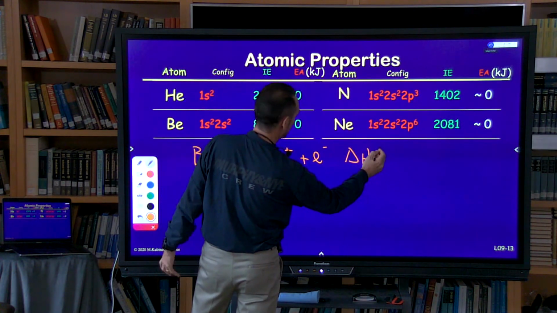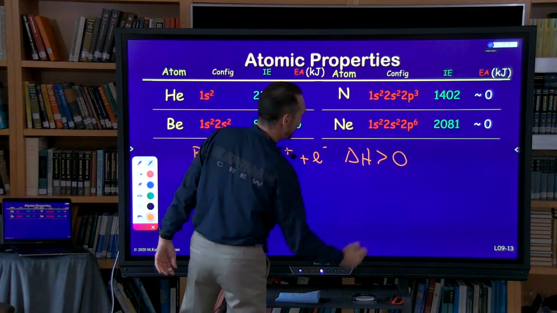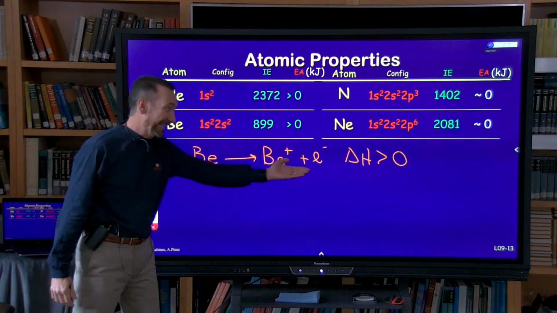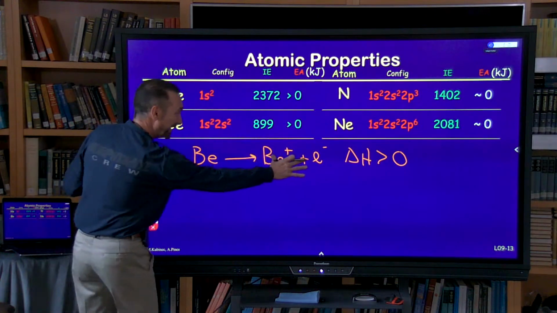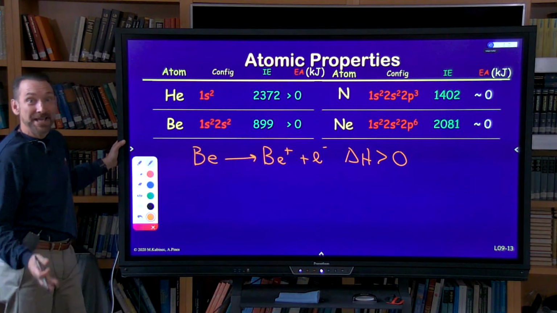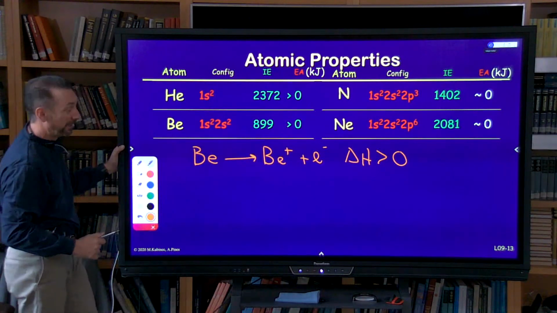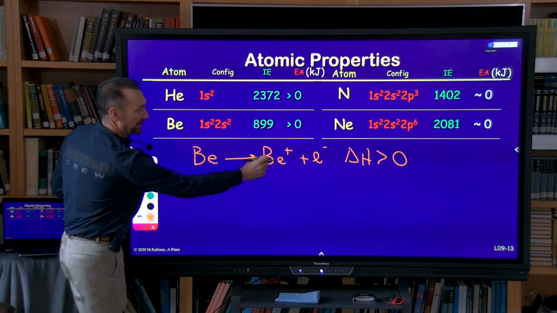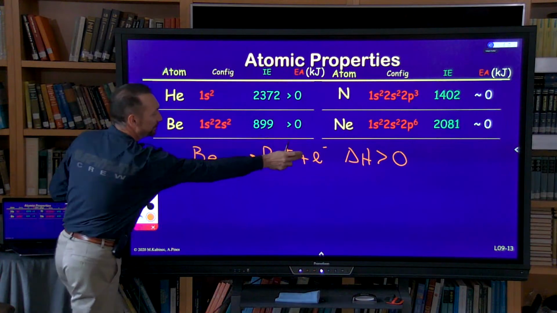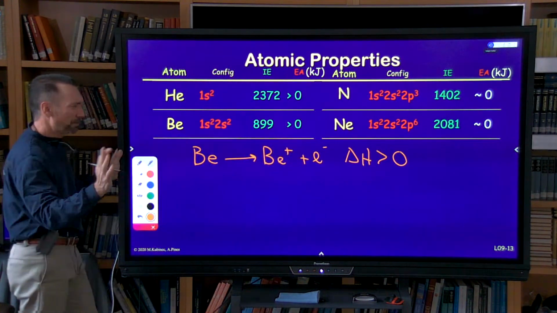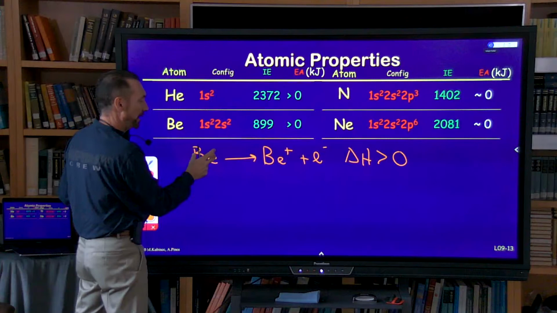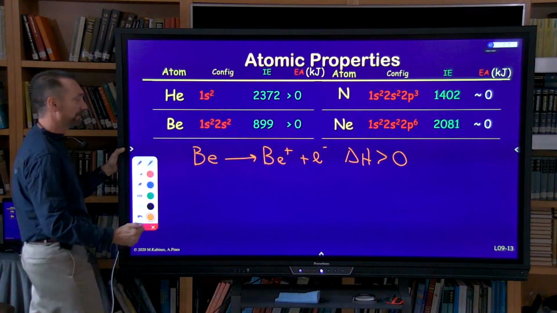I'm doing it again. These things are endothermic. You have to put energy in to do this. This state, beryllium plus a free electron, is higher in energy. Actually, it kind of matters that that's a free electron. It's hard to get the energy of just the Be plus without this system. You wouldn't want to compare them anyway. You wouldn't want to compare systems with different numbers of electrons.